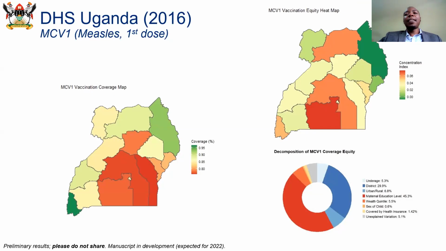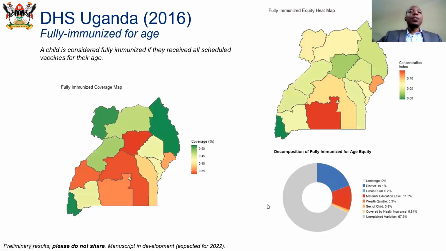And also the donut at the bottom re-emphasizes that maternal education has a substantial role to play in defining inequities. This was quite consistent across most of the other antigens, but also across regions. Even for some regions, it defined over 50% of the variation. We also assessed vaccine coverage and equity for fully immunized children for age.